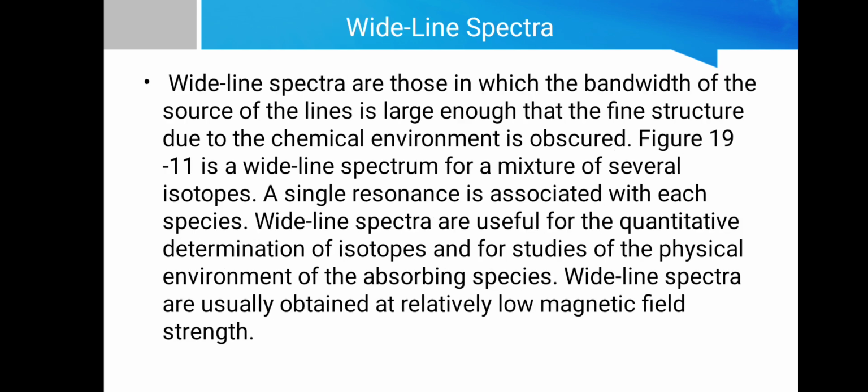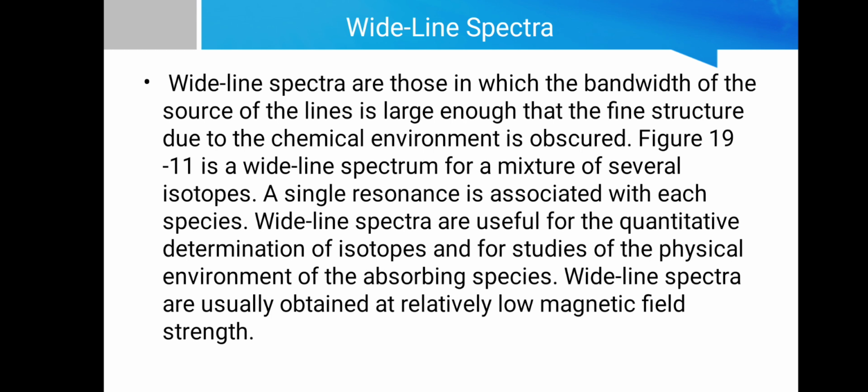Wide line spectra. Wide line spectra are those in which the bandwidth of the sources of the lines is large enough that the fine structure due to the chemical environment is obscured. Figure 19.11 is a wide line spectrum for a mixture of several isotopes. A single resonance is associated with each species.